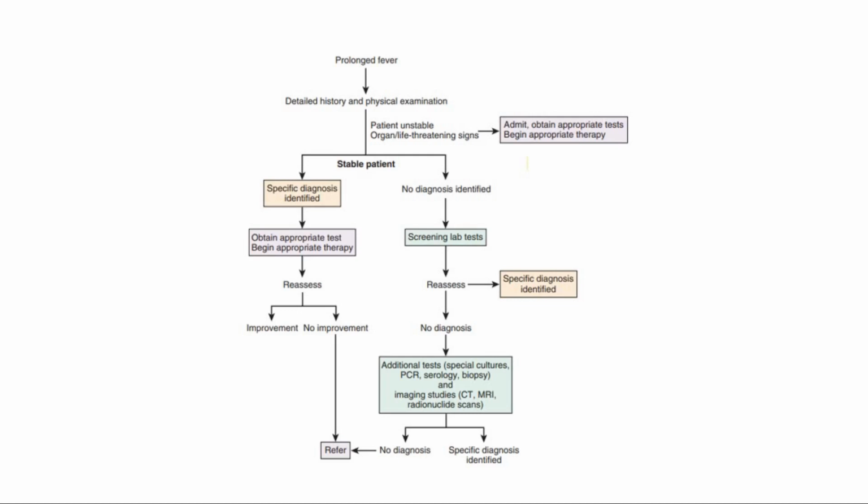If it is a fever of unknown origin, there is no diagnosis identified. So we do those screening lab tests I've mentioned just now. And after all those tests, we reassess the results. If we are able to identify a specific diagnosis, then it's good. However, if there is no diagnosis, then it is called fever of unknown origin. And we can do those additional tests, such as special cultures, PCR, serology, biopsy, and also imaging studies I've mentioned just now, and we try to identify a specific diagnosis. If there is still no diagnosis, then we can refer to other specialties. So that's all for this video.